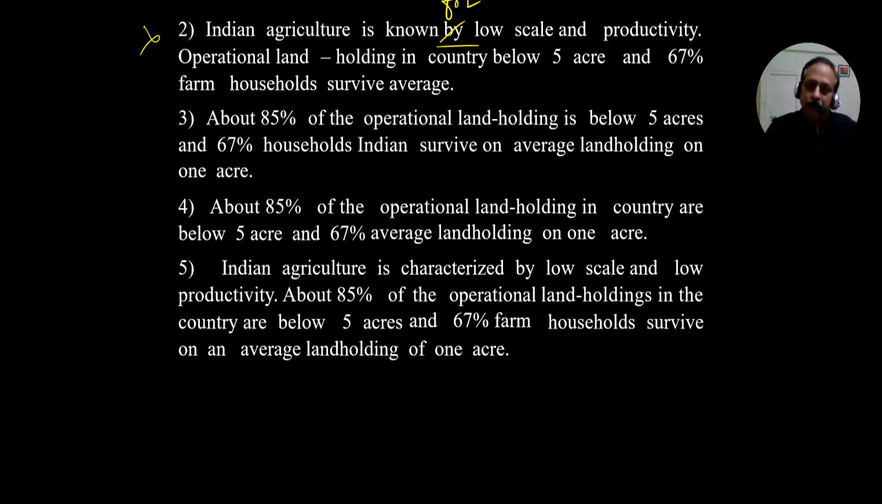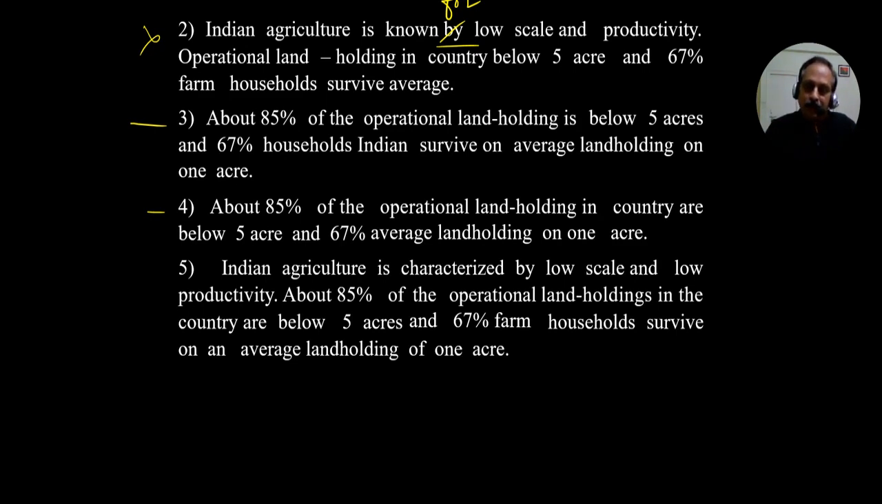About 85% of the operational land holding is below 5 acres, and 67% of Indian households survive on an average land holding of 1 acre. This seems okay, hold this one. About 85% of the operational land holding in the country are below 5 acres, and 67% average land holding on 1 acre. Again, something is missing here, still hold this one. You have to have a clear option, a clear sentence. Look at the fifth option.